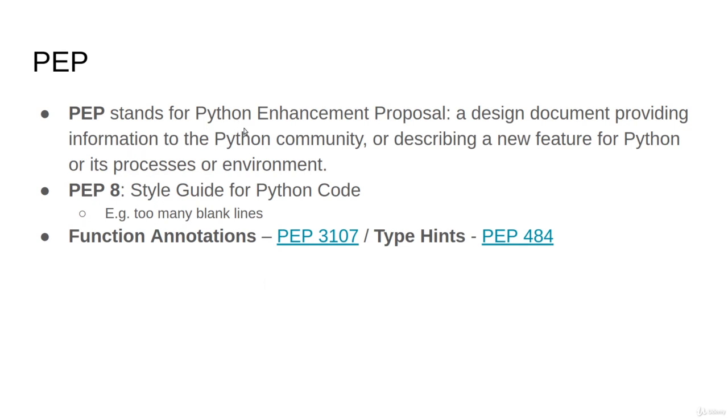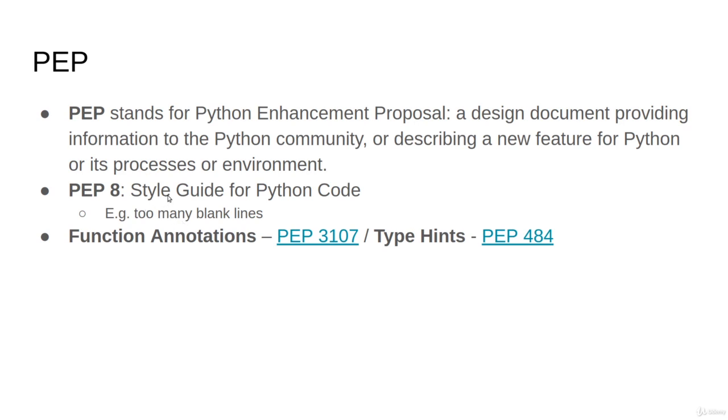PEP stands for Python Enhancement Proposal, and you can think of it like a design document providing information to the Python community or describing a new feature for Python. If you noticed in your PyCharm editor, if you have more than 2 lines between consecutive functions, PyCharm gives you a warning saying PEP 8: too many blank lines. PyCharm is referring to the PEP guidelines for Python code style and giving you a warning based on that. There is no syntax error here, just the style guide.